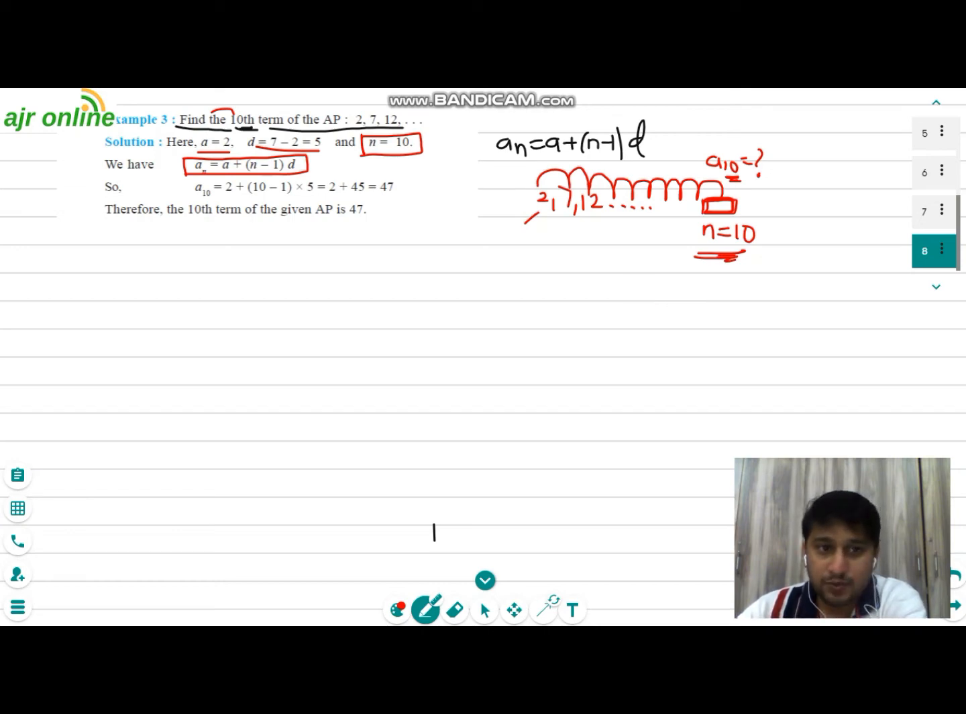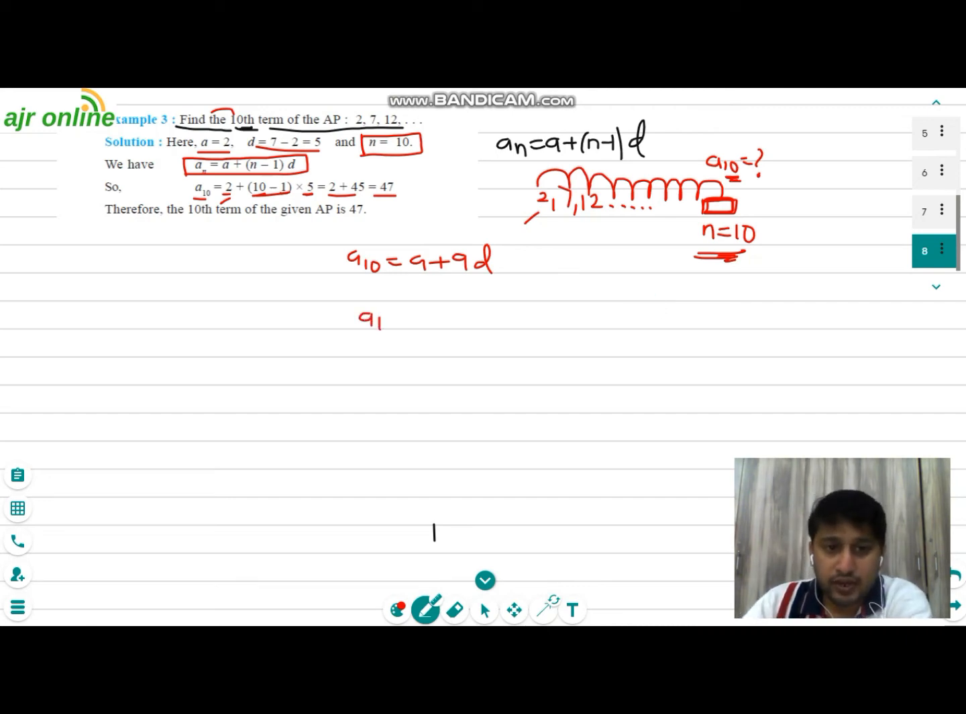So a10 will be 2 plus (10 minus 1) d. This is a plus (n minus 1) into d. It will be 2 plus 45, it will be 7. And it is also very easy. If you have to find a10, always remember its formula will be a plus 9d of any AP. And further on you will get to know this thing also.